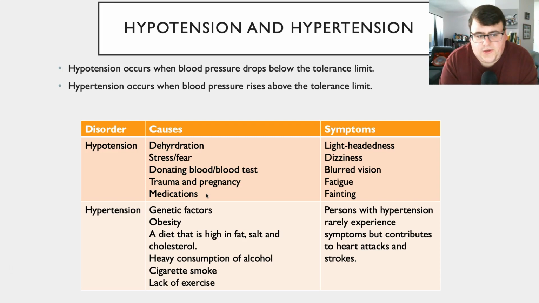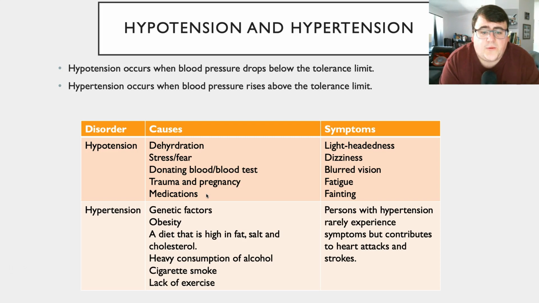Hypotension and hypertension. Hypotension occurs when blood pressure drops below the tolerance limit. Hypertension occurs when blood pressure rises above the tolerance limit. Again, there are those words hypo and hyper: hypo low, hyper high. With hypotension, blood pressure is low. It's caused by dehydration, stress, donating blood or blood tests, trauma and pregnancy, or medications. The symptoms of hypotension are lightheadedness, dizziness, blurred vision, fatigue, and possibly fainting.